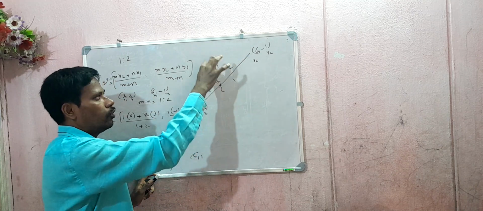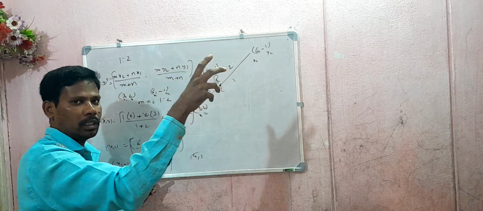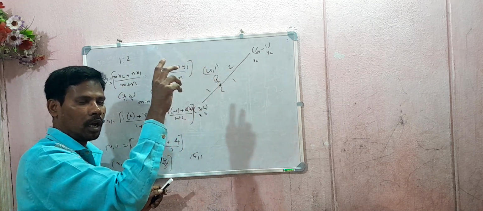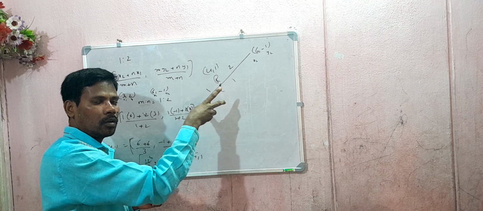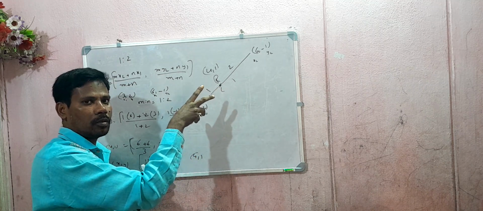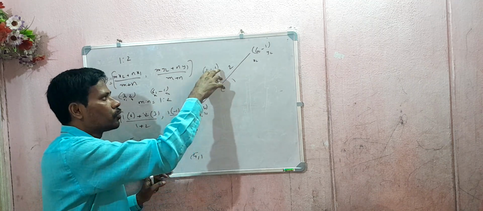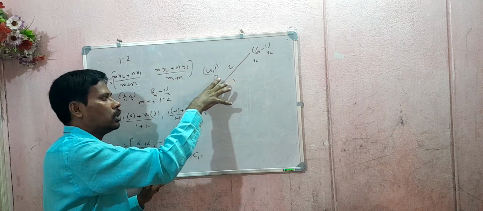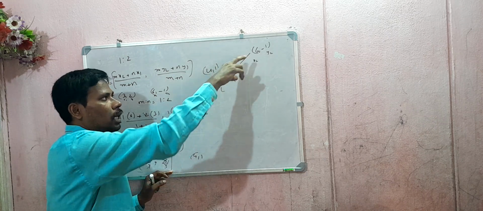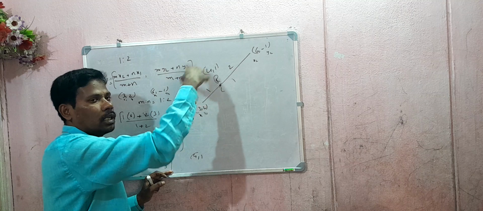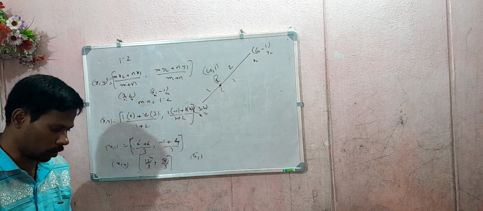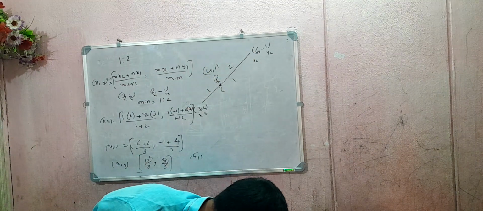4 comma 1. Remember, whenever you are doing coordinate geometry you have to imagine the picture of the graph sheet. On the graph sheet 4 comma 1 is there. That 4 comma 1 divides the line segment in the ratio 1:2, and therefore these are the points given. Like that you should solve the problem. That's it.